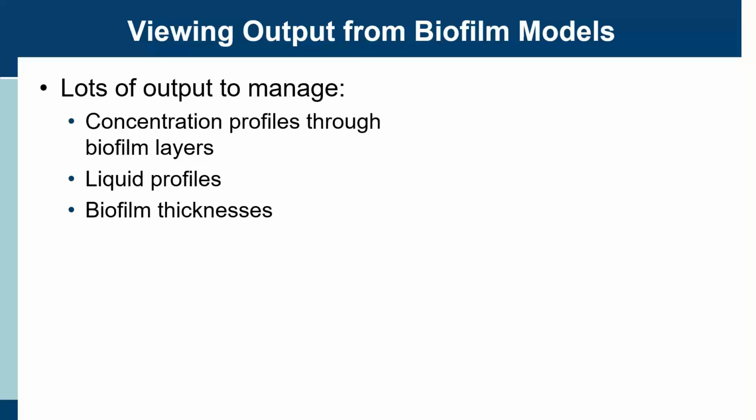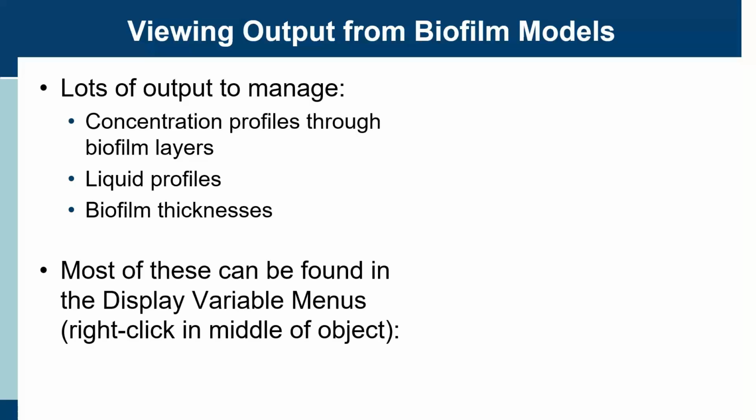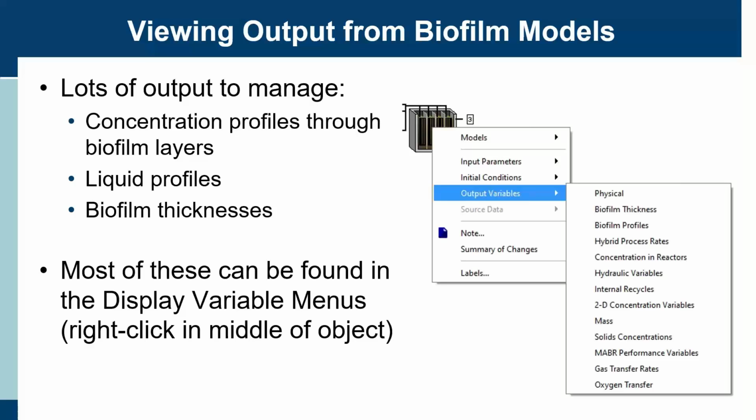You have the option to look at the concentration profiles through the biofilm layers for any one of those reactors. You can look at the profile of the concentrations in the liquid as it goes down, and you can even look at the biofilm thicknesses and other things that are going on there. Most of these can be found by right-clicking on the object itself and going to the display variable menus. You click in the middle of the object, and you will get a menu that looks like this. As you can see, it's pretty long. I think it's the second longest of all of the objects in GPS-X. I think the SBR is the one that has the most.